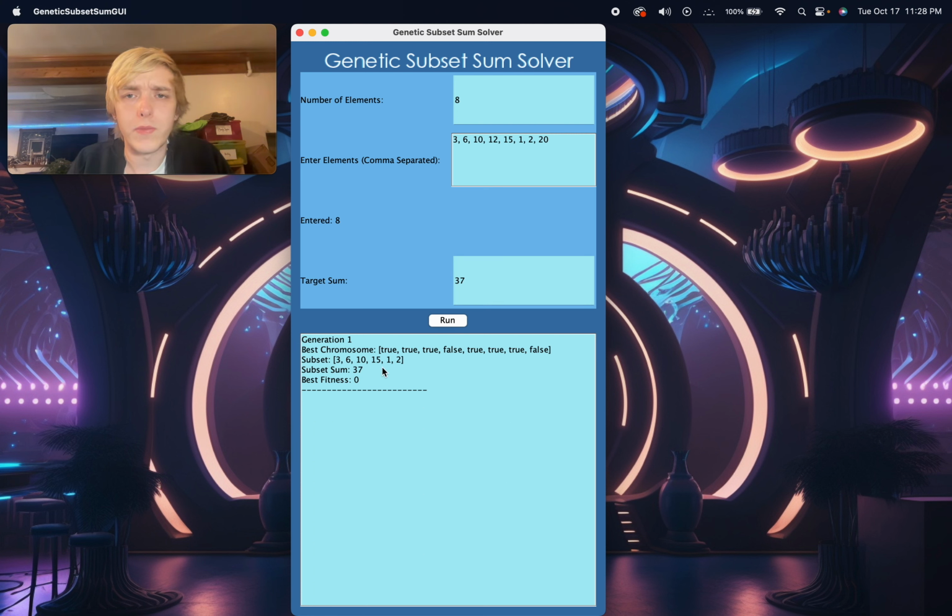Some challenges that were involved in producing this. Really, the main challenge was just wrapping my head around the genetic algorithm itself and the different parts that it took to understand it, and then translating that into code. And then the GUI took a bit of time, but that was more for fun.